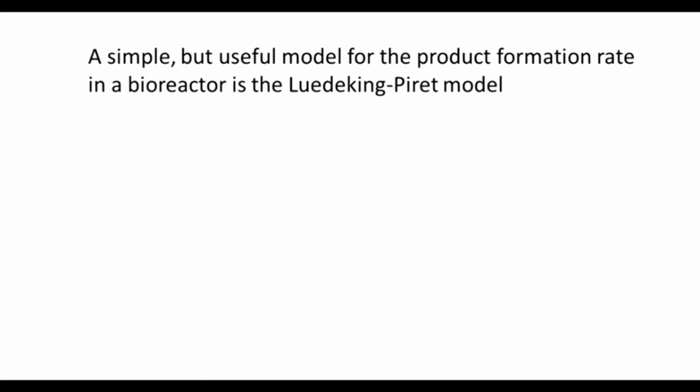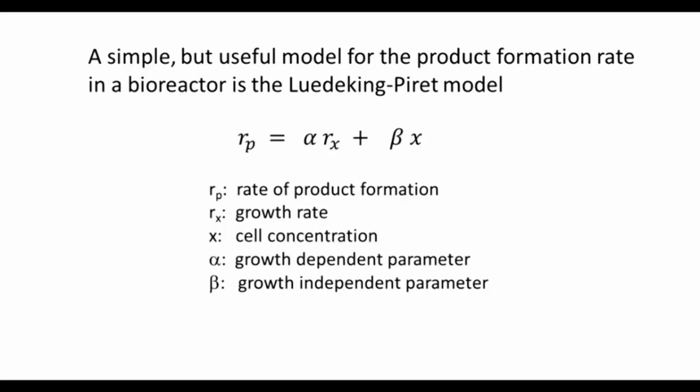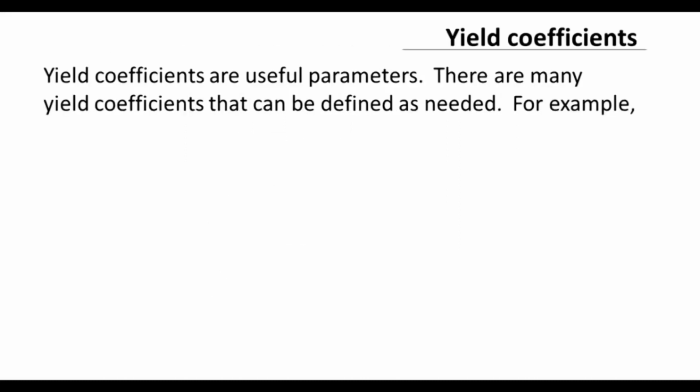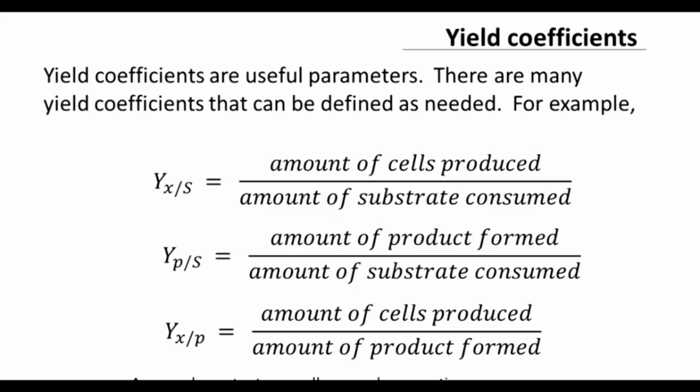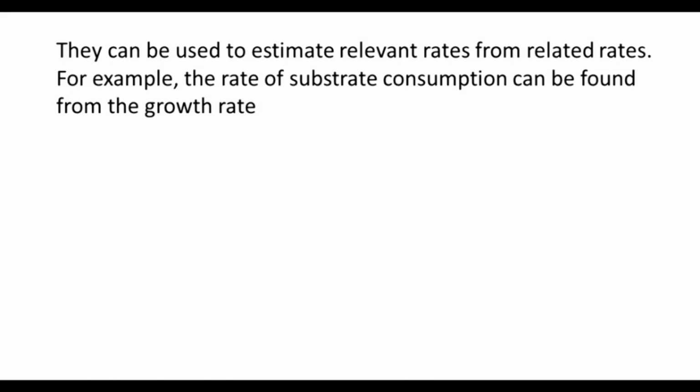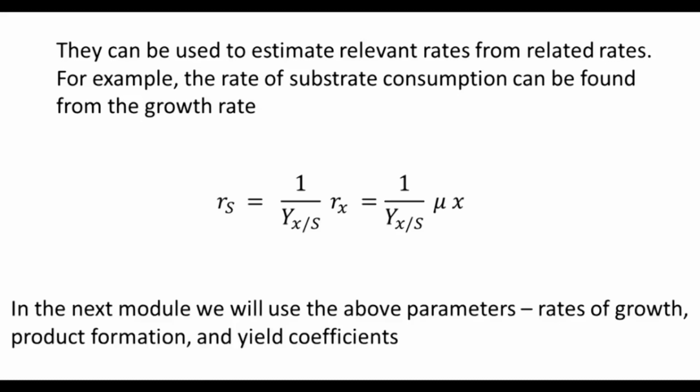Then we looked at the very popular Luedeking-Piret model for the product formation rate, which goes as Rp equals alpha times Rx, the growth dependent parameter, plus beta times x, the growth independent parameter, and many other models are available. Then we saw what yield coefficients were. Many yield coefficients could be defined. It is essentially amount per amount, and then they can be used to convert one rate into the other. That's one of the ways in which we will be using them.